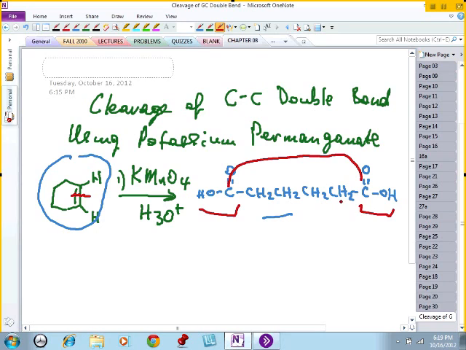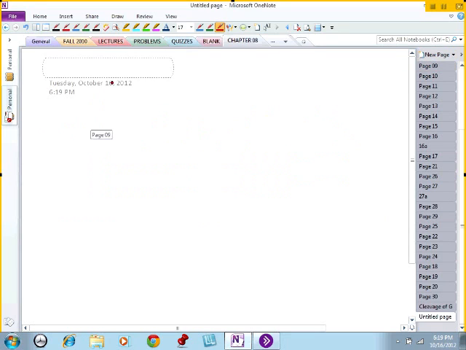Okay, the question is, can I draw it another way? Yes, you could draw it in a way that it will look very obvious to you. For example, supposing we have this.